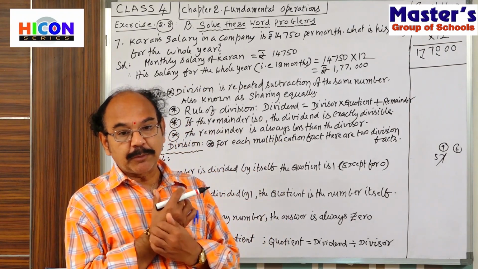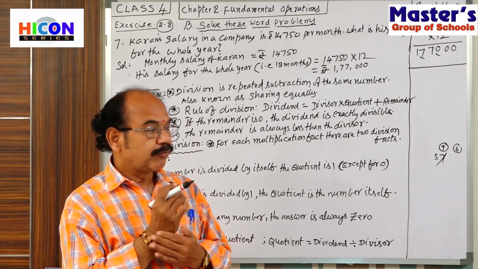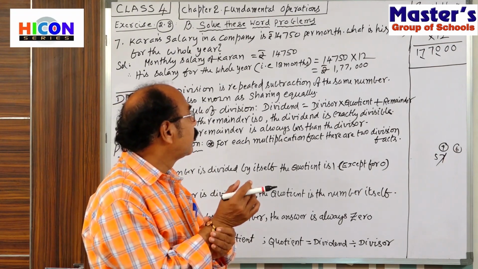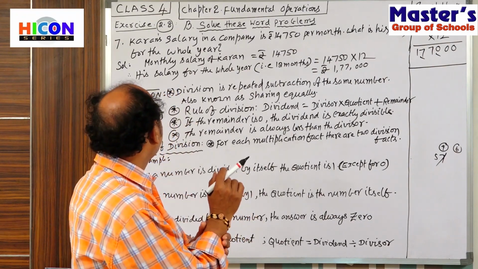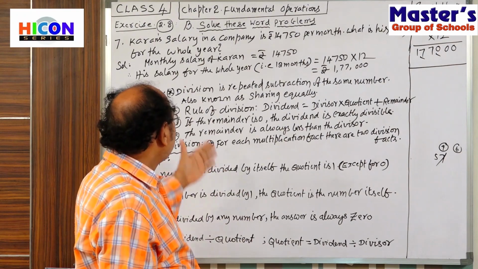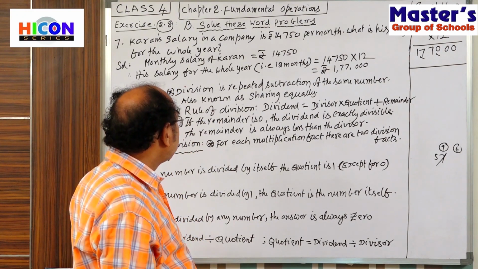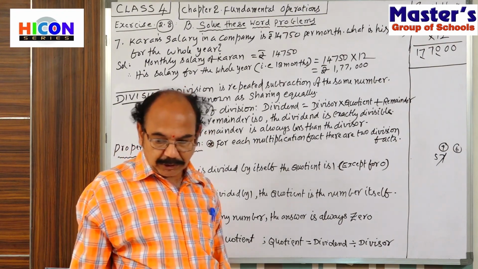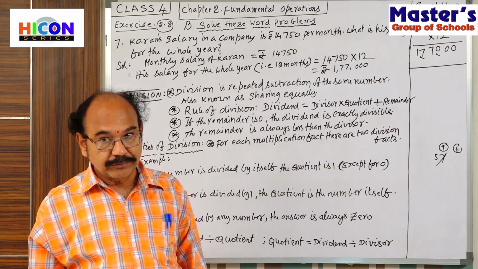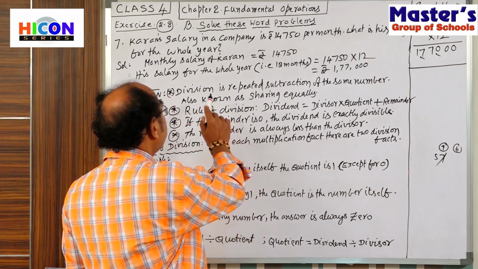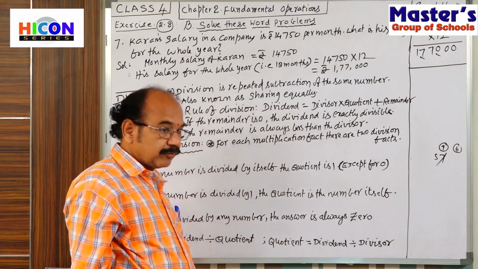Step by step, if you subtract 2 from 10, then you can get the answer. So here, division is the repeated subtraction of the same number and is also known as sharing equally. What we call sharing equally. Keep in mind, also known as sharing equally.